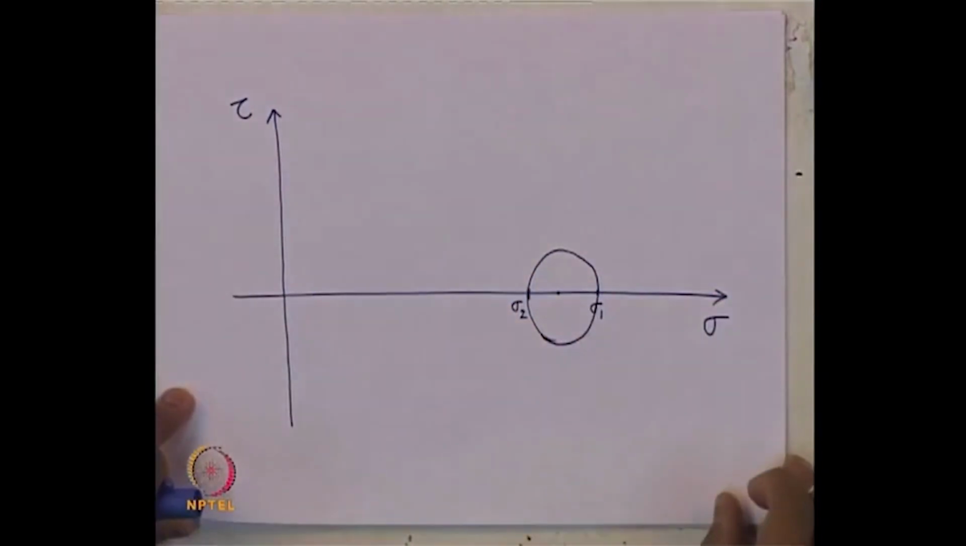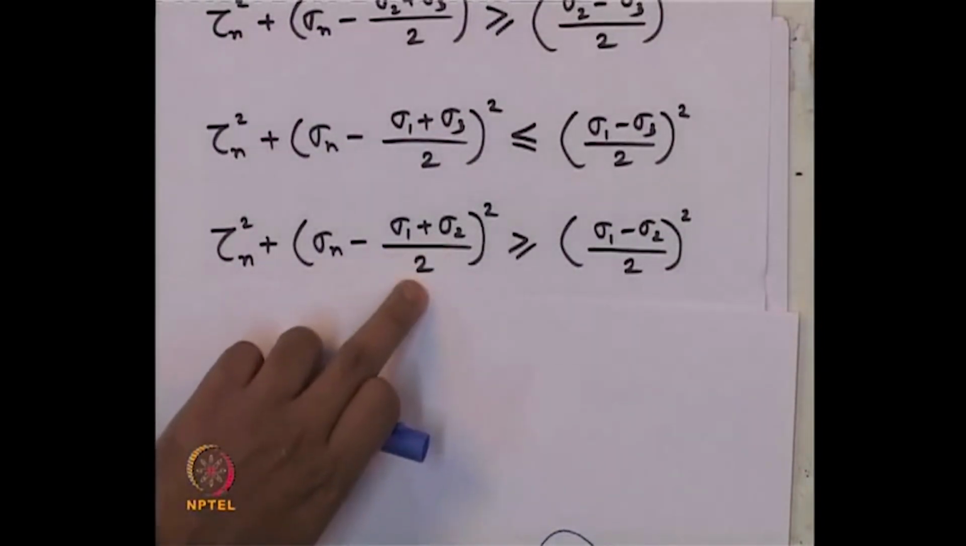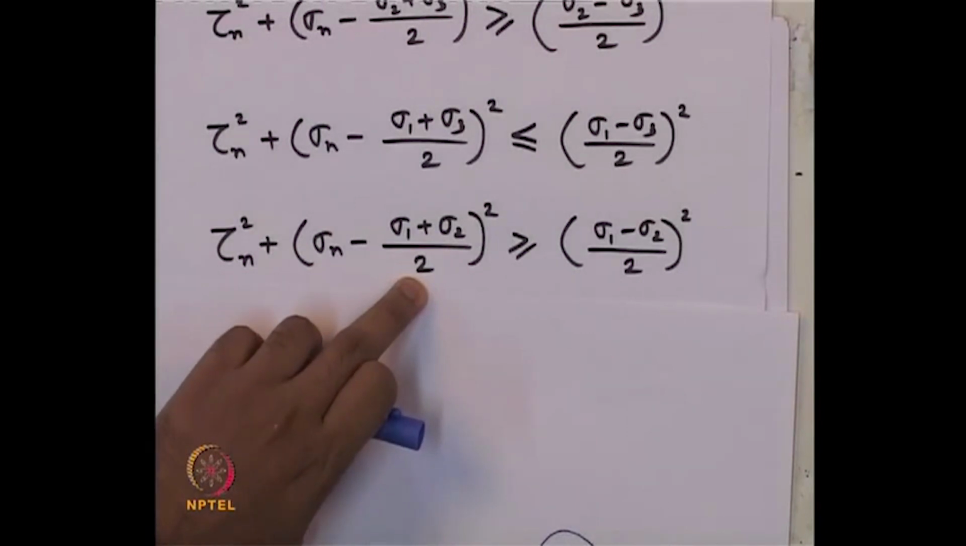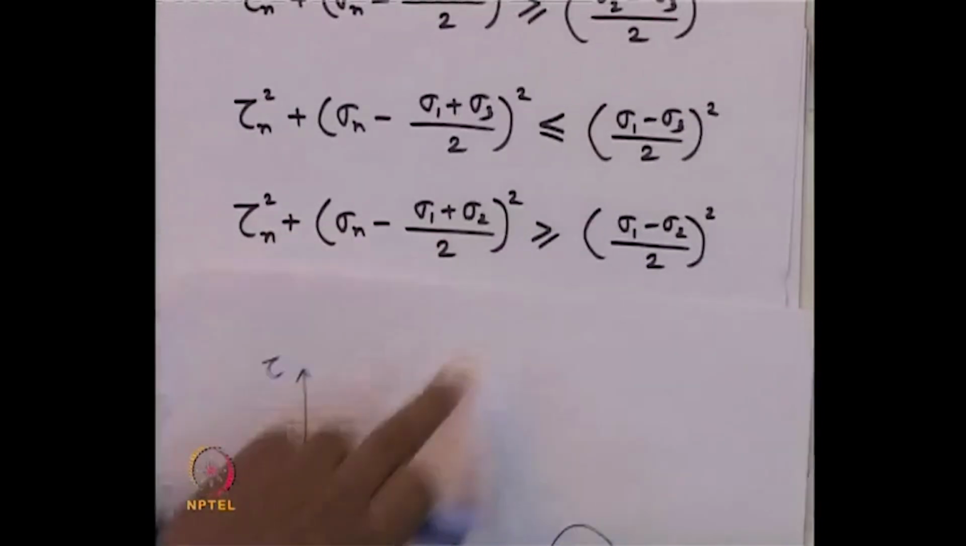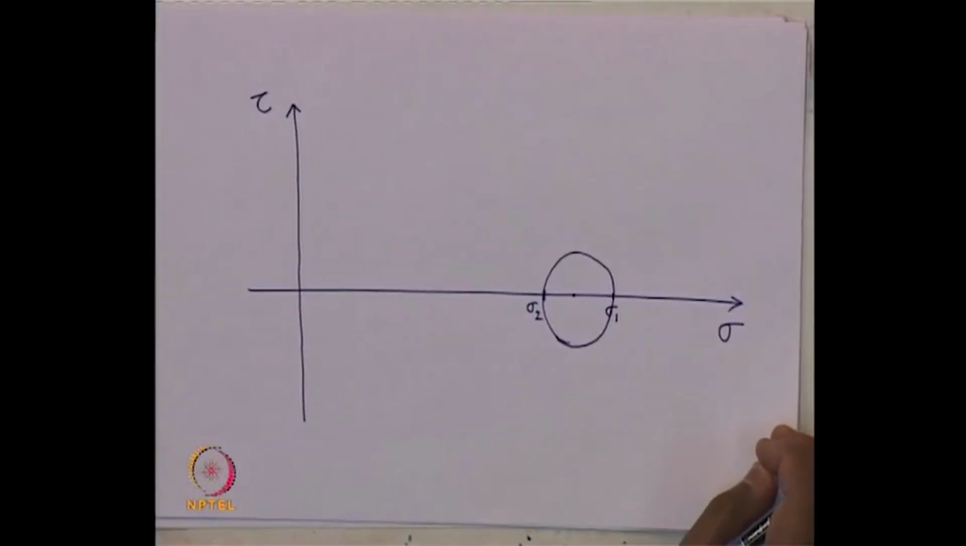So, this is one Mohr circle which is satisfying this equation. Let us look at here. This is the center of the circle, (sigma 1 plus sigma 2) by 2, and this is the radius of the circle, (sigma 1 minus sigma 2) by 2. That is what we have drawn.